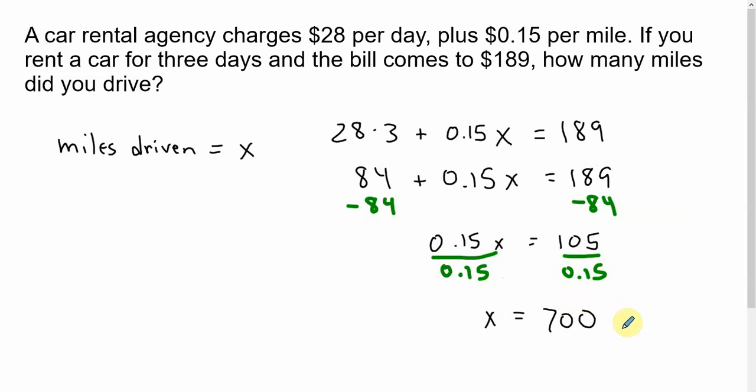All right. Now again, that is the answer to the algebra problem, but we don't say x equals 700. We don't just circle that as our answer. We answer the question as asked. How many miles did you drive? You can say we drove 700 miles.